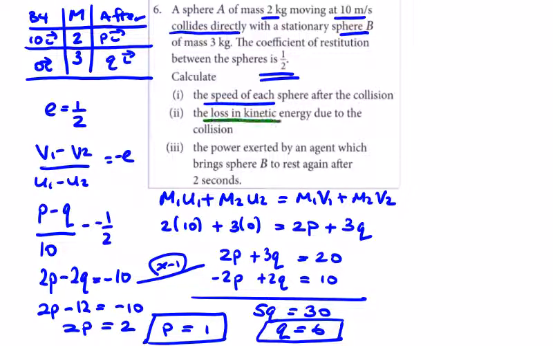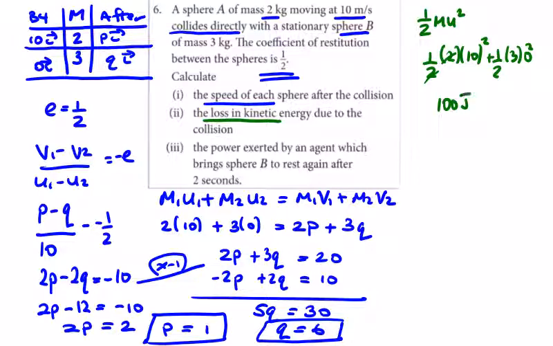Part 2, loss in kinetic energy. So we're using half mu squared. So at the beginning, half, the 2 and the 10, mu squared, and the other one's going to give 0, but we'll put it in anyway just to show the half 3 by 0 squared. So a half and the 2 cancel, so we're just going to get 100 joules here. That's what's going on beforehand.